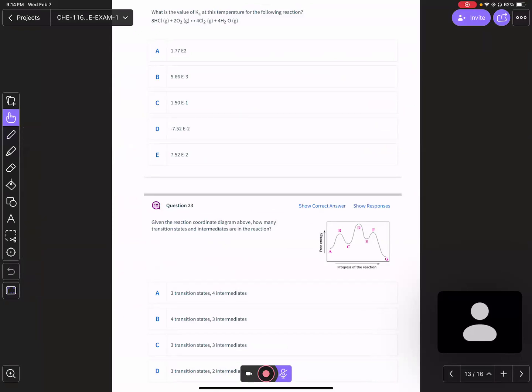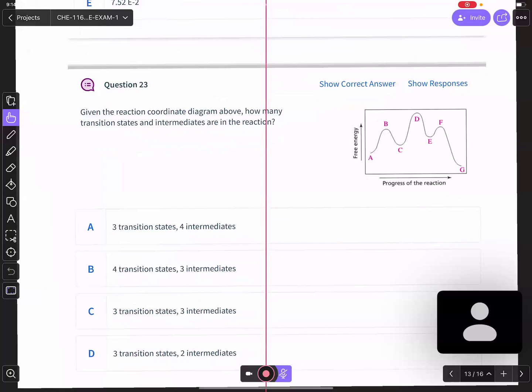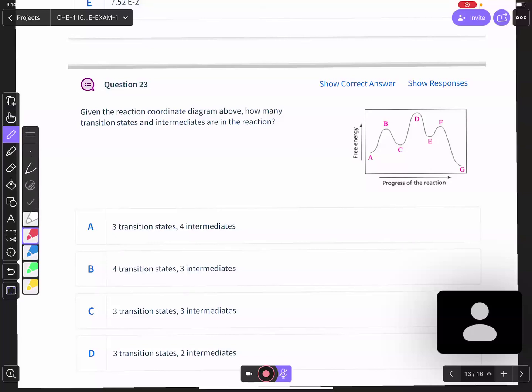Right, question 23, I guess, is next. How many transition states and intermediates are there in this reaction? Our transition states are energy maxima. So there's one transition state, two transition states, three transition states. Our intermediates are in between the transition states. So here would be one intermediate, and here would be a second intermediate.